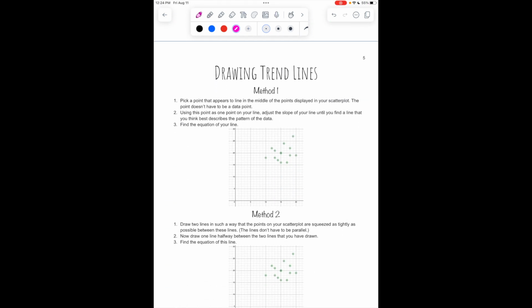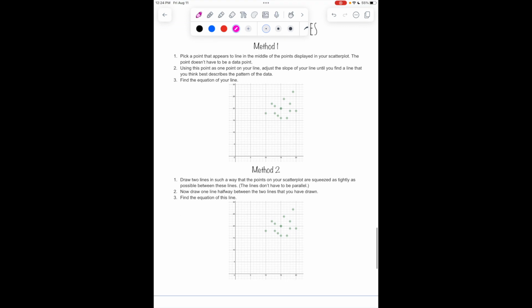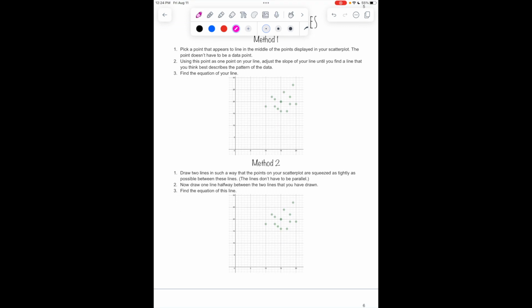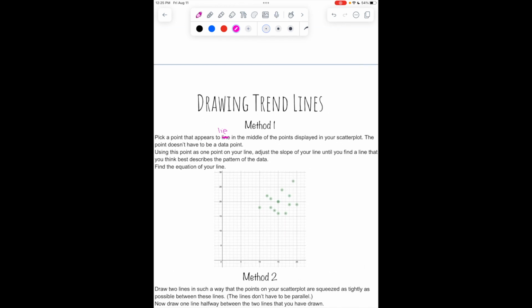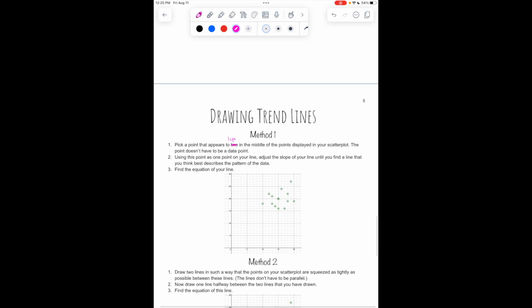Okay, trend lines. So there are two different methods to draw trend lines by hand. The first method is you're going to pick a point that appears to lie, that should say lie, not line, in the middle of the points displayed in your scatter plot. That point doesn't have to be a data point. Using this point as one point on your line, you're going to adjust the slope of your line until you find the line that you think best describes the pattern of the data, and then find the equation of that line.